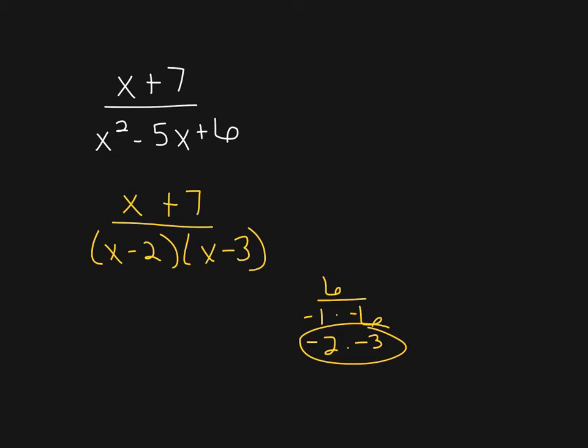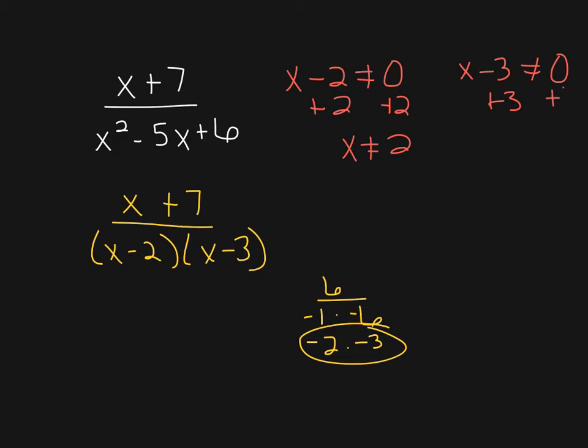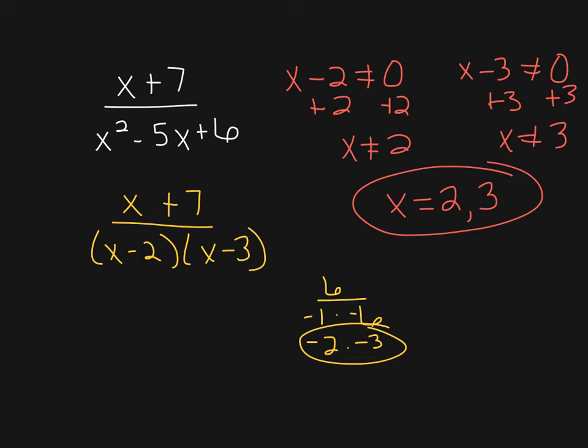Now we can use those to find our excluded values. X minus 2 cannot equal 0. So we add 2 to both sides. X cannot equal 2. And then x minus 3 cannot equal 0. So we add 3. So x cannot equal 3. So x cannot equal 2 or 3. 2 and 3 are your excluded values.